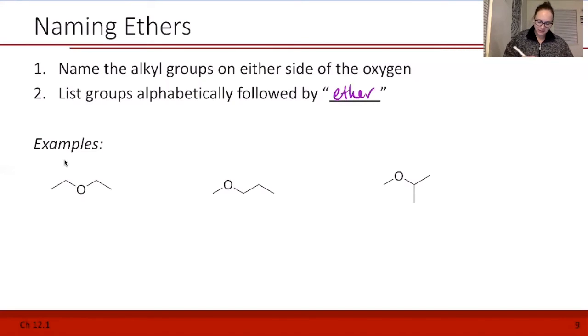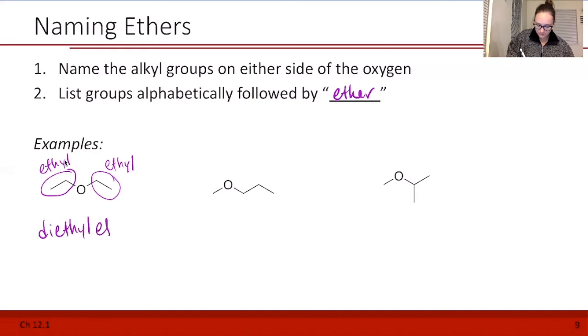So for example, this molecule here, we have an ethyl group on this side. And I guess I can just keep the same color because we have an ethyl group on this side. They're symmetric, so we call this diethyl ether. So there is a space between diethyl and ether. I'm going to make that very clear. I think in Mastering Chemistry, if you don't put a space, it'll count it wrong. So just trying to be clear.